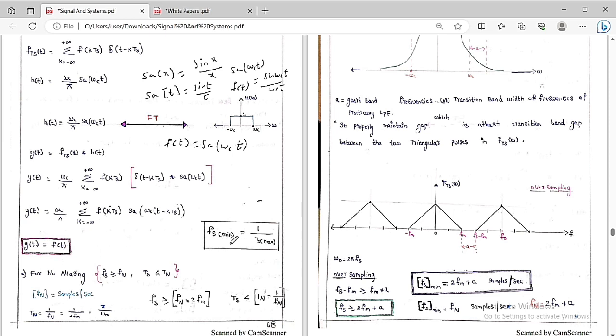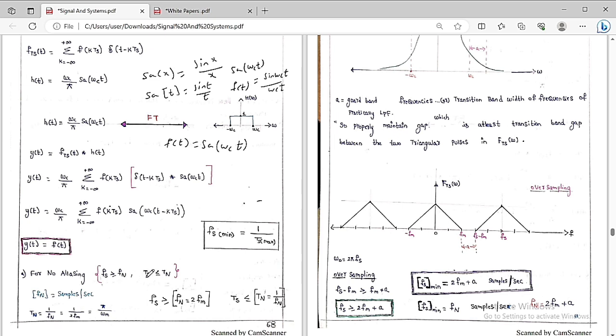So what is fs minimum? You know, fs is equal to 1 by Ts. Here fs is minimum means Ts will be maximum. I already told you, for no aliasing, the sampling frequency should be greater than or equal to the Nyquist frequency. fs is equal to 1 by Ts and fn is equal to 1 by Tn. So simplify: Ts is less than or equal to Tn. So for no aliasing, the sampling frequency is greater than or equal to the Nyquist frequency, and the sampling interval should be less than or equal to the Nyquist time interval.